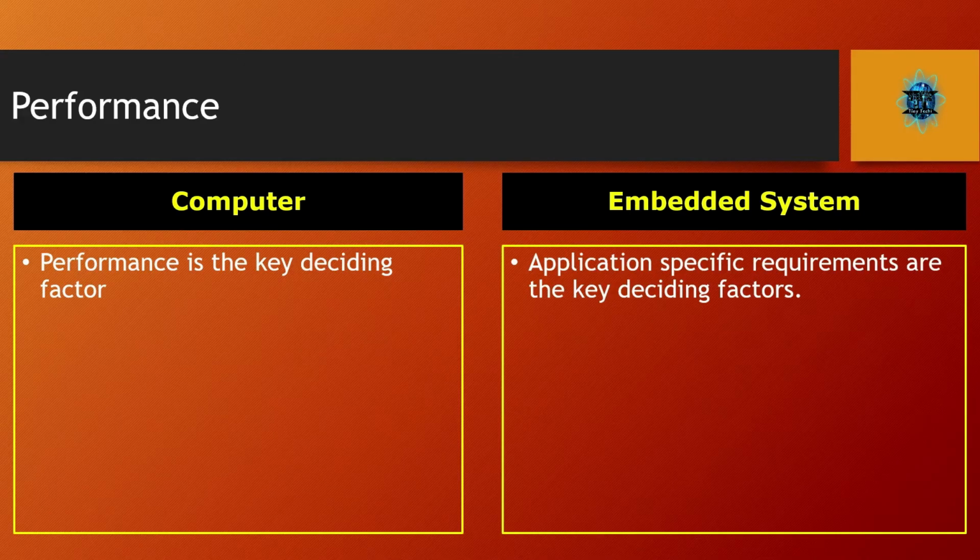The fifth category is performance. In case of computer, performance is the key deciding factor in the selection of the system. Always faster is better. And coming to embedded systems, application-specific requirements like performance, power requirements, memory usage, etc. are the key deciding factors.